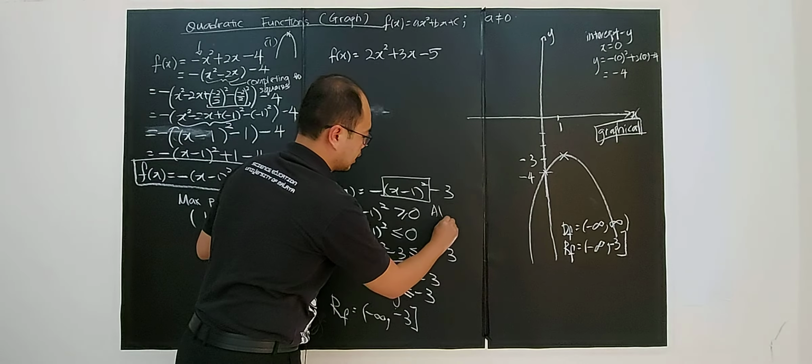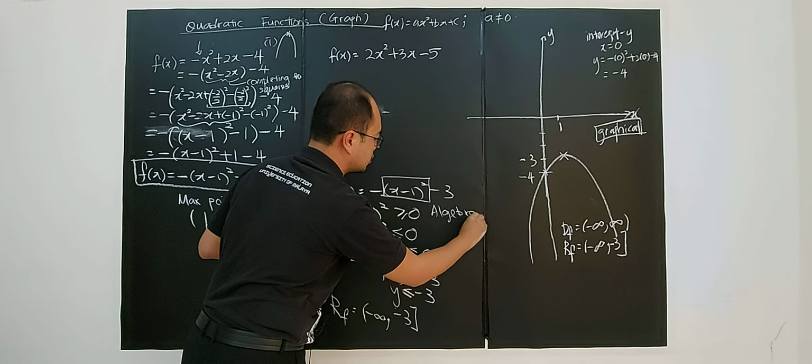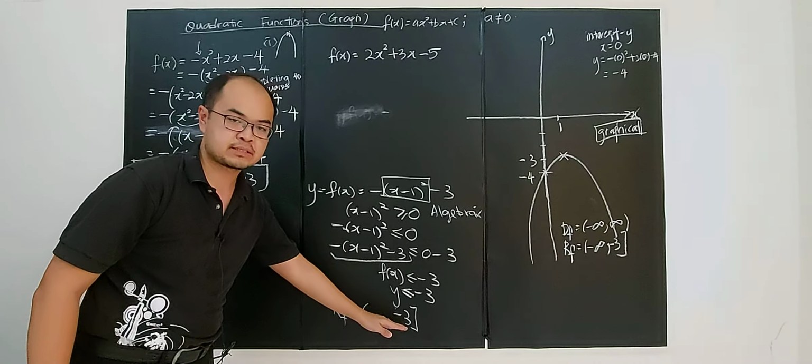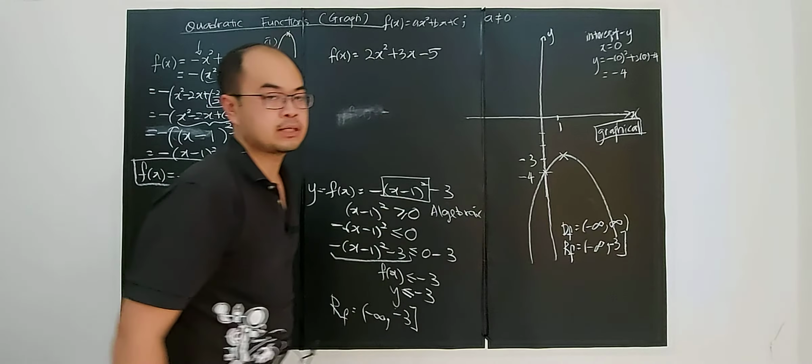Okay? Algebraic way. So it means using algebra to explain why the maximum value of y is negative 3. And this is using the graphical way.